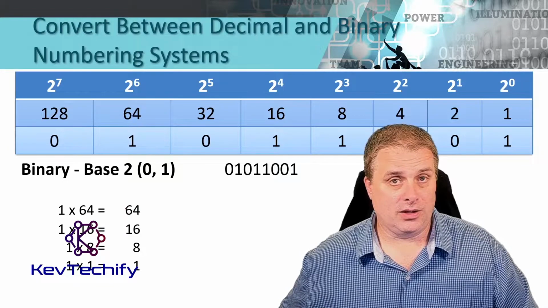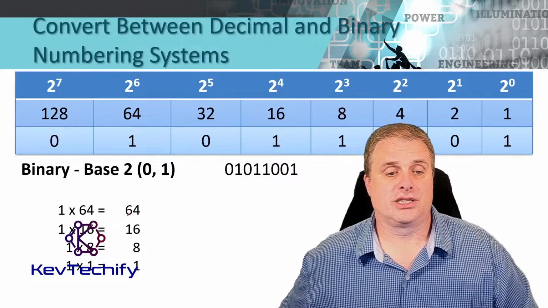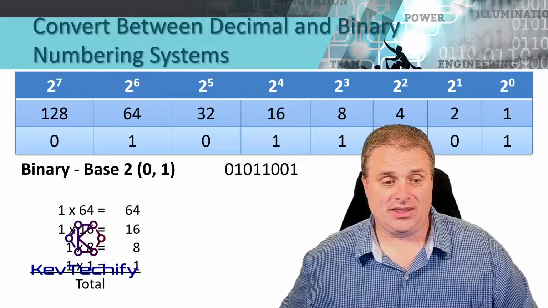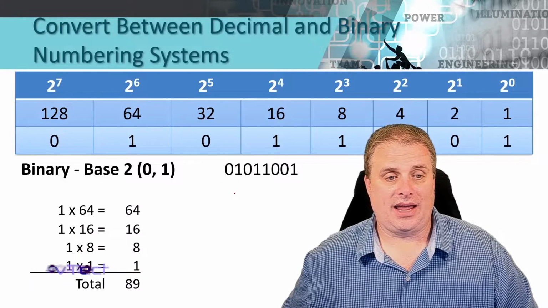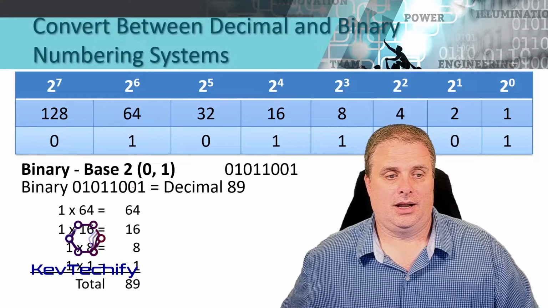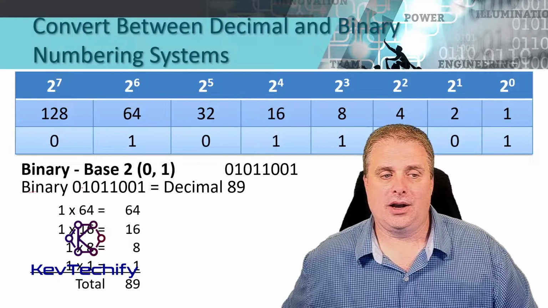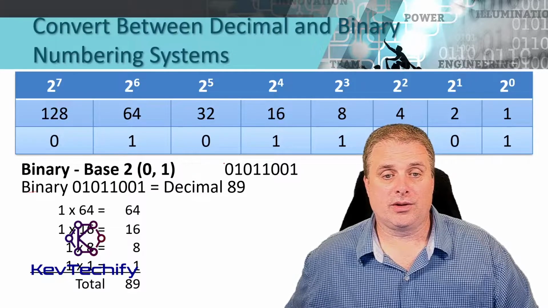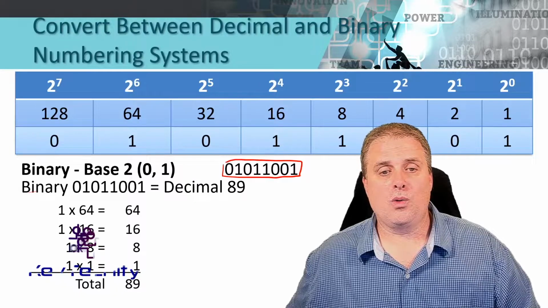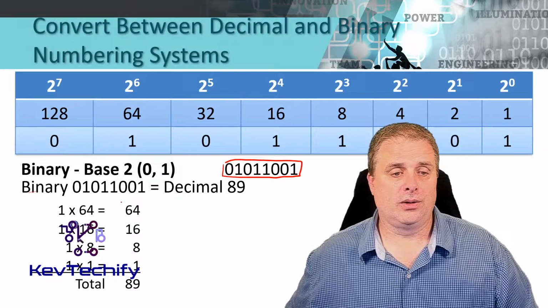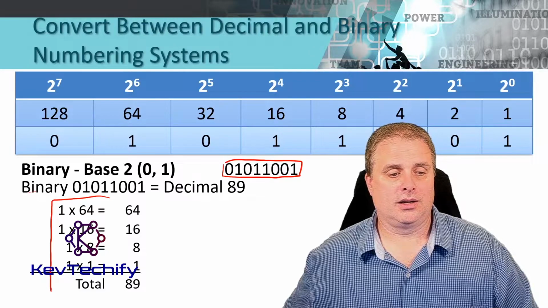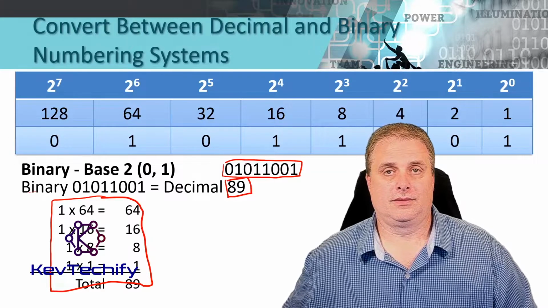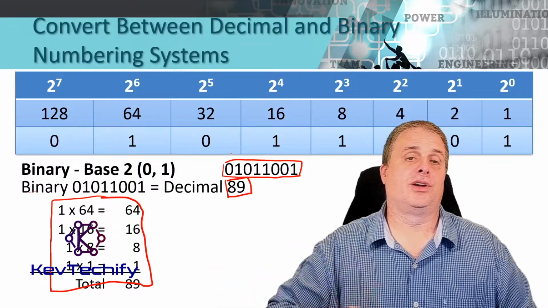Now, since I have my values, all I have to do is add this up. 64 plus 16 plus 8 plus 1. Add those together, and that gives me a value of 89. And what we just calculated was binary number 010110001. That was what we were given right here. We went through and calculated the decimal value by multiplying the number times the positional value, and that gave us our 89. We took a binary number and converted it into decimal.